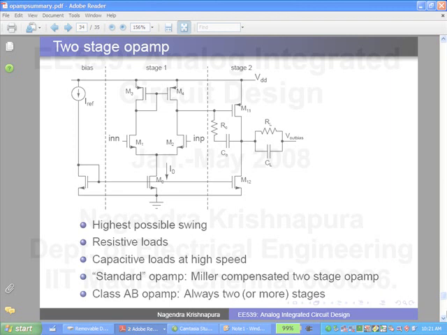Okay. So this is sort of the standard op-amp. If you can't use anything else, especially when you have resistive loads, you use this, and when you have capacitive loads at high frequencies, you will tend to come to this stage.